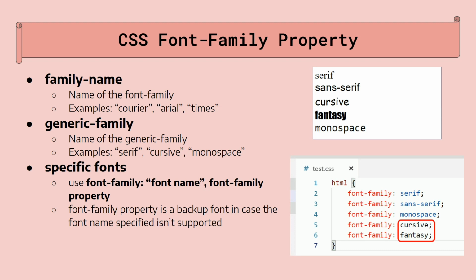So more about the CSS font family property. The family name property is the name of the font family. Examples can include Courier, Arial, and Times. The generic family property is the name of the generic family. Examples can include serif, cursive, and monospace. In order to use specific fonts, you need to use the font family, font name, and the font family property. Generic font families are backup fonts in case the specified font name is not supported.